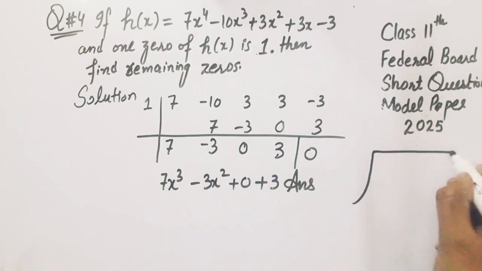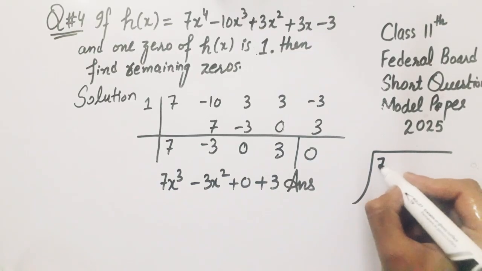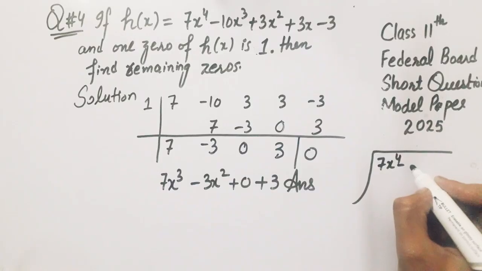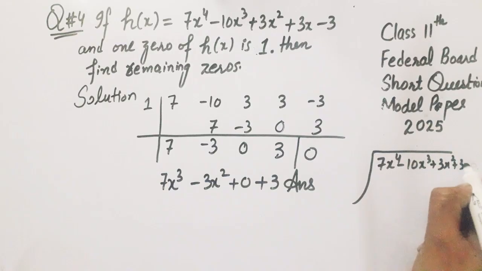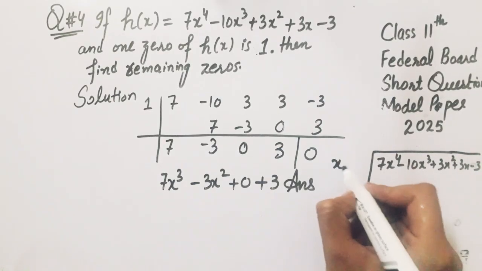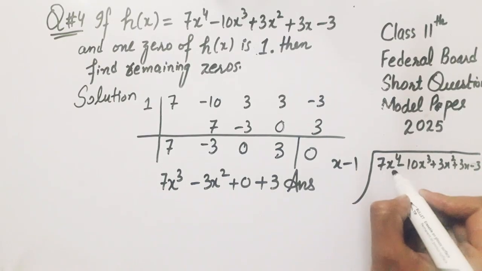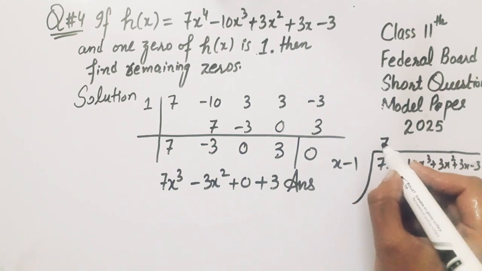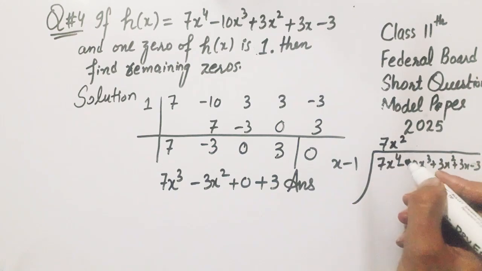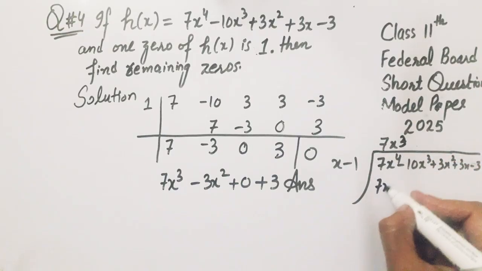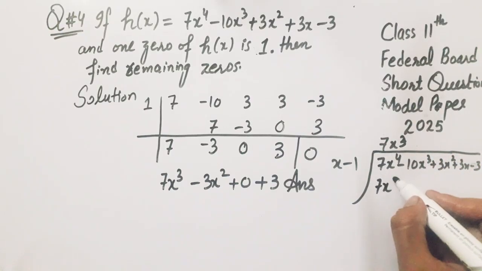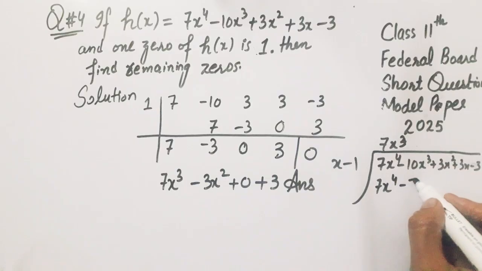So by the division method, first of all we will write 7x^4 minus 10x^3 plus 3x^2 plus 3x minus 3. Now divide this by x minus 1. So 7x^4 divided by x, multiply this by 7x^3. So 7x^3 multiplied by x is 7x^4, then minus 7x^3.